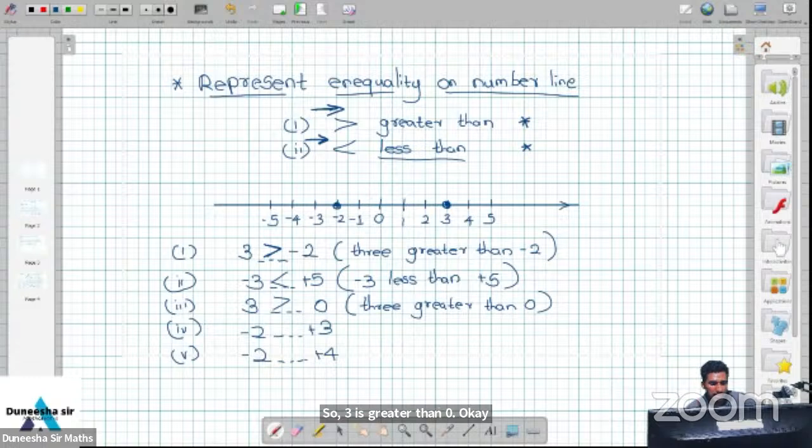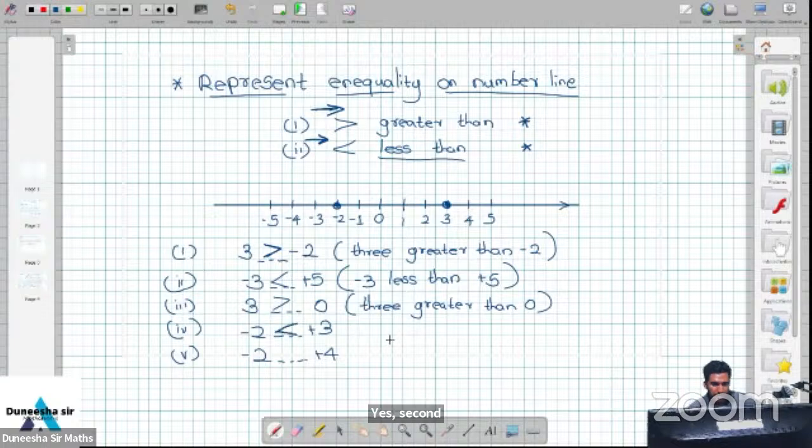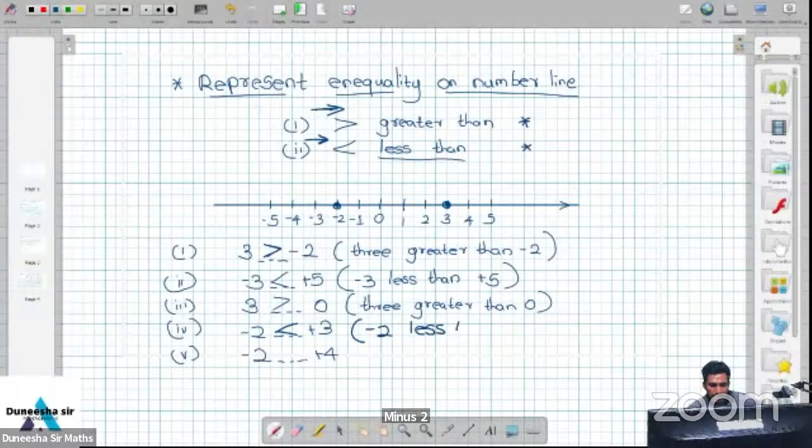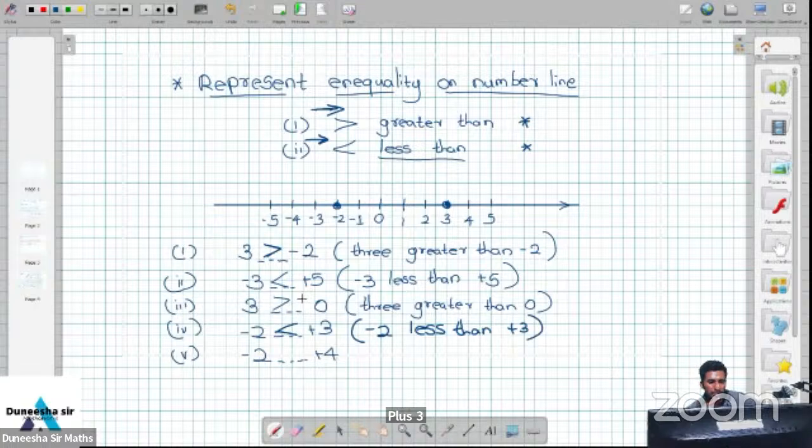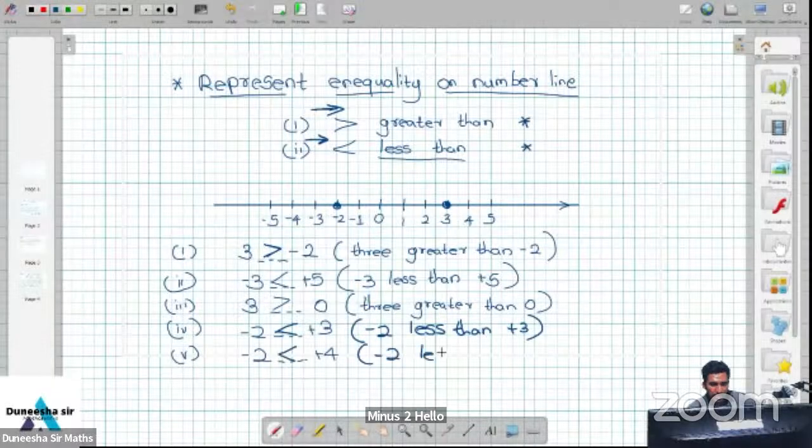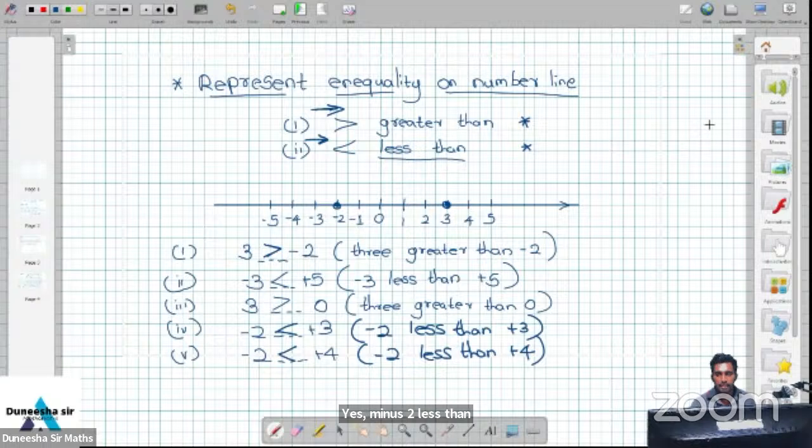Then fourth one, what is the answer? What is the first sign or second sign? Fourth one again. Second sign. Yes, second sign. How do we read it? Minus 2 less than plus 3. Okay. Then fifth one, what is the answer? Minus 2 less than positive 4. Yes. Minus 2 less than positive 4. Okay. After you finish, raise hand.